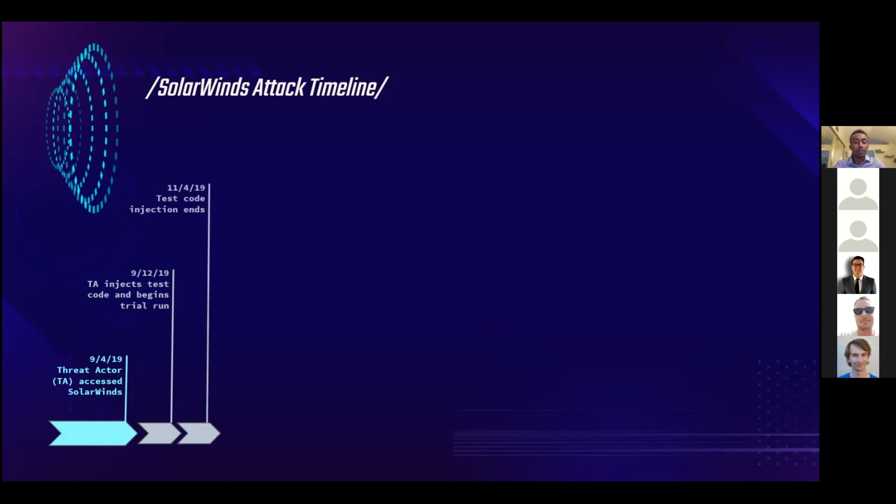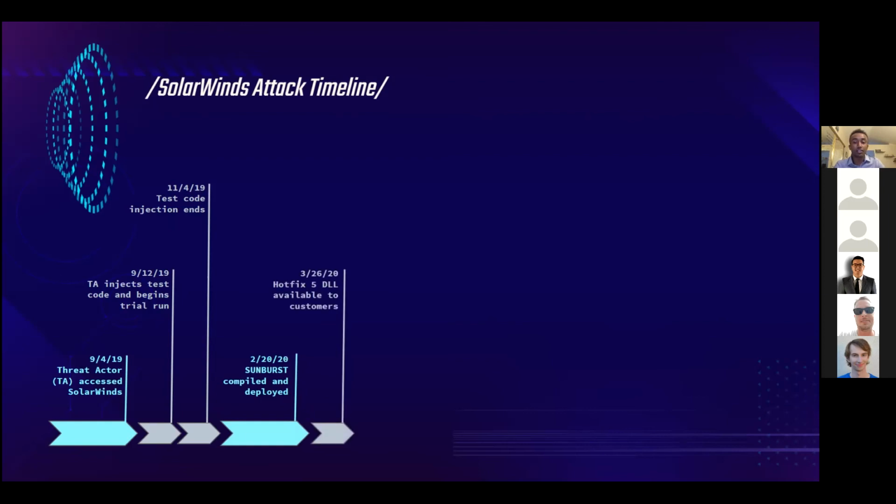So moving on a bit to the next year, just around when things got a bit crazy, on February 20th of 2020, the Sunburst attack was compiled and deployed. And if we go on to the next day of March 26th, we can see SolarWinds released their update to ORION called Hotfix 5 DLL. The security fix addressed the previously disclosed security vulnerabilities that ORION had.